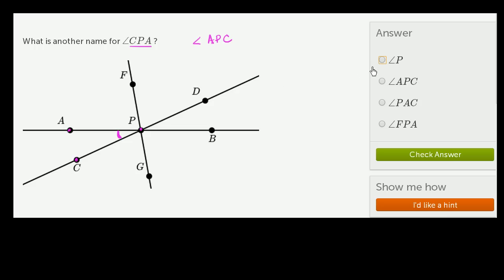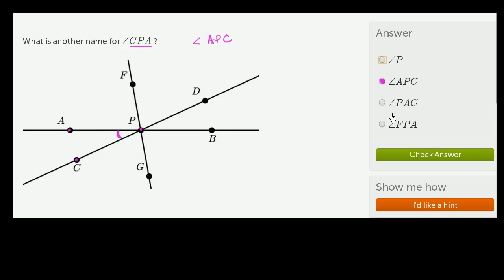Now, is that any one of my choices? Yeah, that's this choice right over here. If someone said angle P, that wouldn't give you a lot of information. That's only giving me one point. Maybe it's referring to that angle, that angle, that angle, that angle. So that's really not giving me enough information to specify this angle right over here.